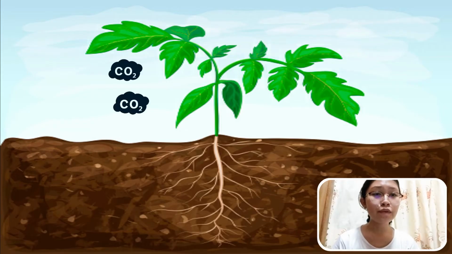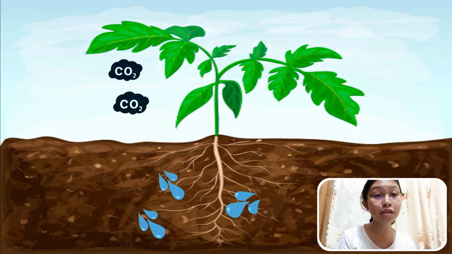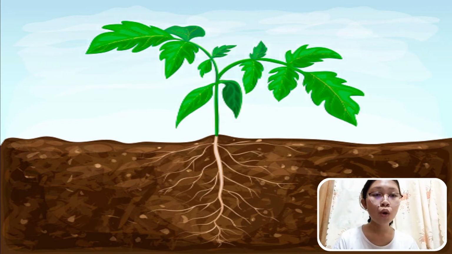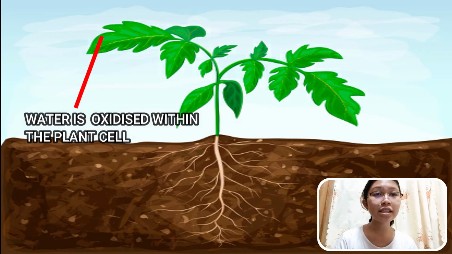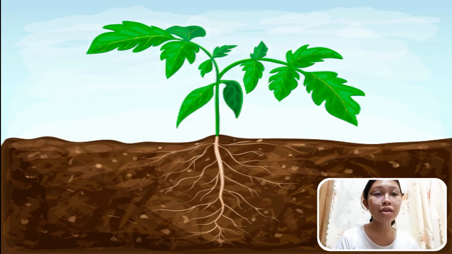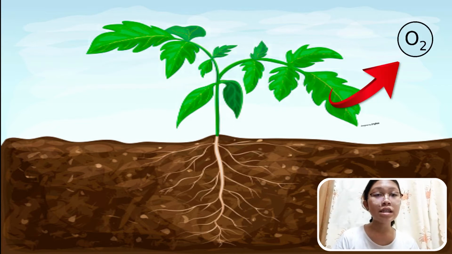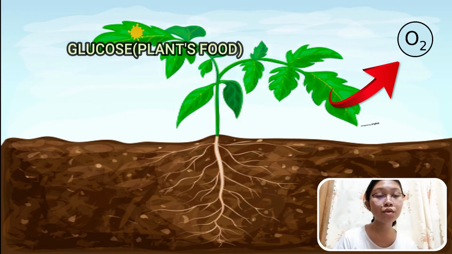Plants absorb carbon dioxide and water from the air and soil during photosynthesis. Water is oxidized within the plant cell, which means it loses electrons, but carbon dioxide is reduced. This converts water to oxygen and carbon dioxide to glucose. The plant then returns the oxygen to the atmosphere while storing energy inside the glucose molecules.